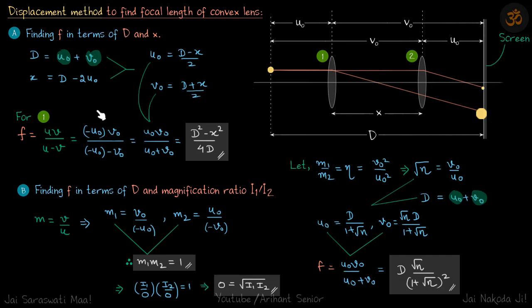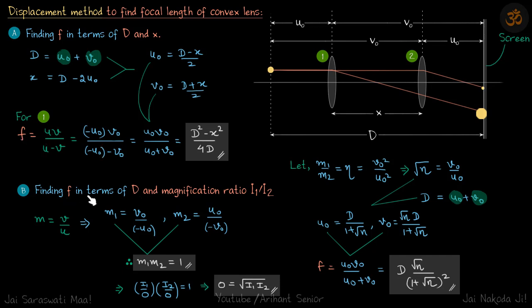So uv we have to put in with proper signs. Let's take the first case. When the lens is here, u is minus u0 and v is plus v0. So at the bottom, minus u0 minus v0, and it comes to be u0 v0 upon u0 plus v0. We'll just put the values of u0 and v0 here, and our answer is (d square minus x square) by 4d. So this is the focal length.